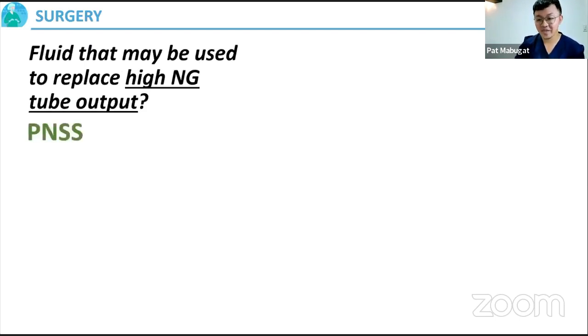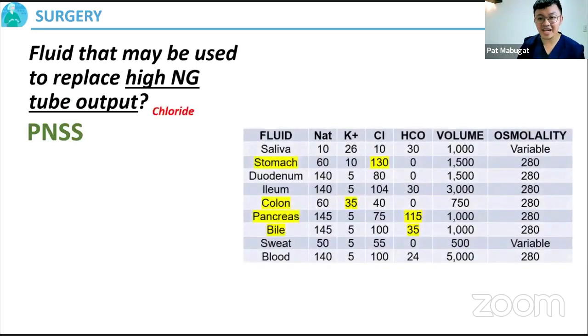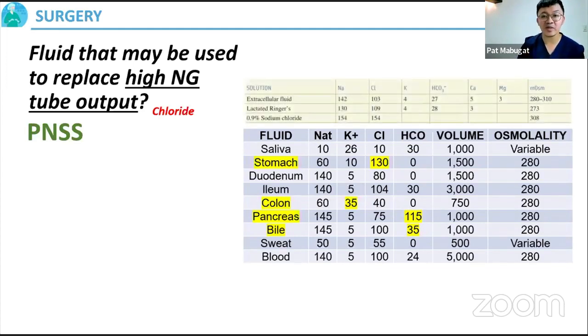NSS. Okay, why? What's very helpful is this summarized table, taken from Schwartz also, which shows that your NG tube fluids are mostly coming from the stomach. In the stomach, one of the significant electrolytes found there is chloride. Remember, between your plain LR and your plain NSS, which has higher amounts of chloride? Your NSS.